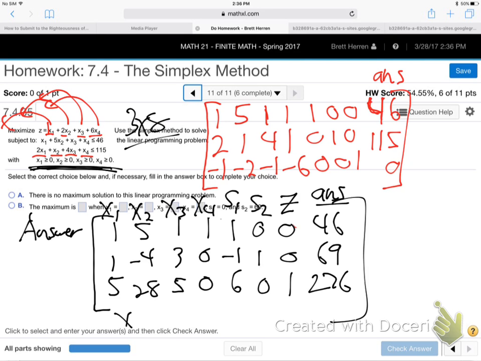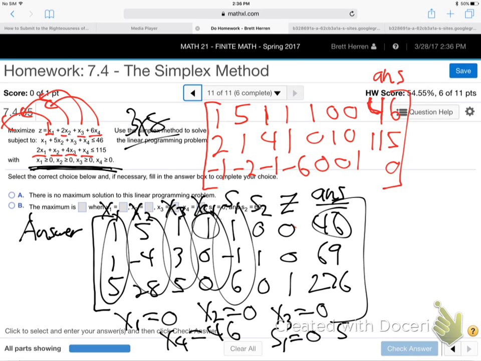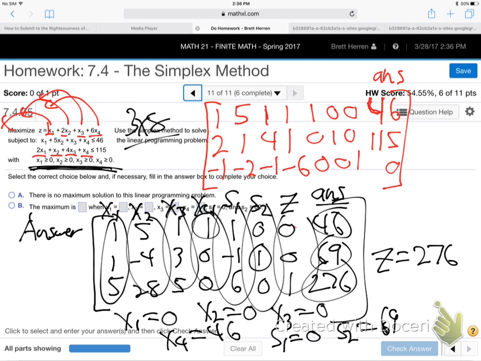All right, what are my answers? What's X1? Look at X1. What is he? Zero. Because he's not basic. What's X2? Look at him. Zero. What's X3? Look at him. Zero. What's X4? The one in the top? 46. What's slack 1? Zero. What's slack 2? It's in the middle, 69. And finally, what's Z on the bottom, 276. We got our answer that quick. Quicker than graphing, huh? Not quicker if you have to do the simplex by hand, but much better with the program. And so there's the answer.